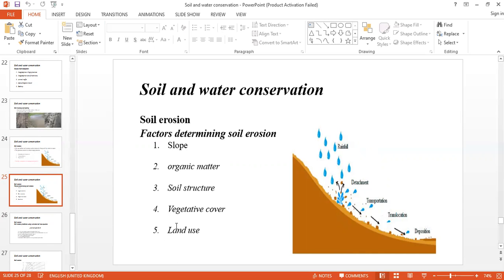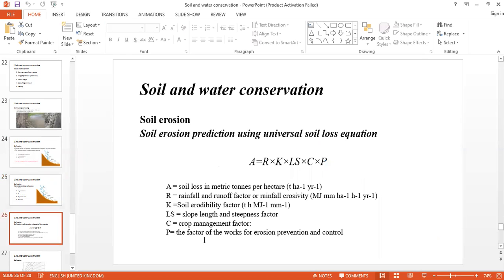In land use, if, for example, your land use is such that it clears the whole surface of the soil from vegetation, it means that the soil will be exposed to erosion. So these are the factors, and they help us to determine how much soil can be lost in a particular field.